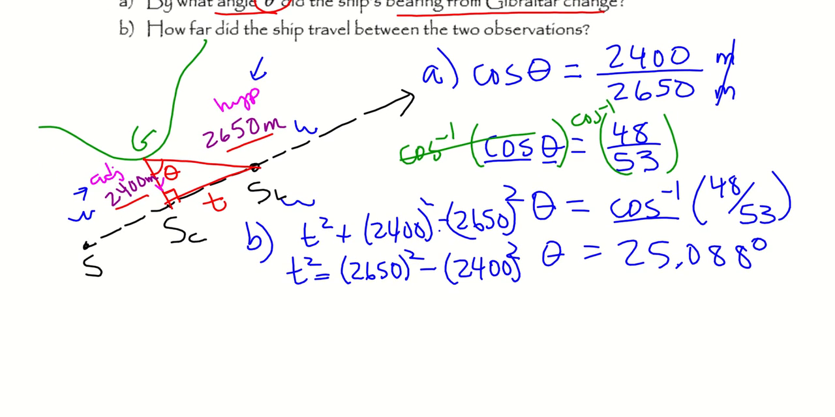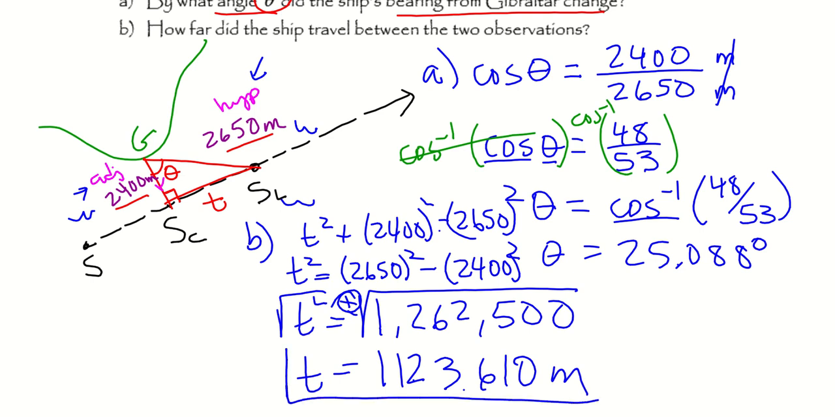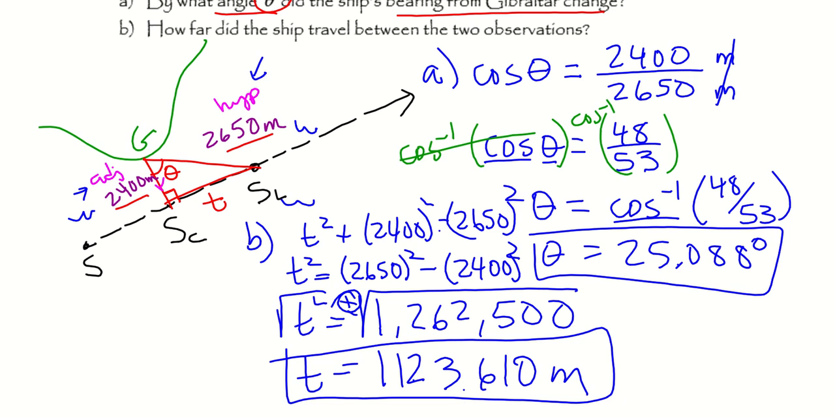and again, you've got a wonderful calculator that can do that for you. You get t squared is equal to 1,262,500. I want to solve for t, so I take the square root. Strictly, this would be plus or minus, but when we're talking about a distance, it's got to be positive, and we get t is about 1123.610 meters, and we have found our answer for A, and we found our answer for B.